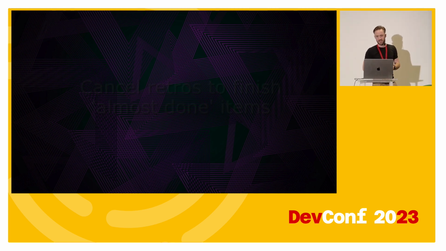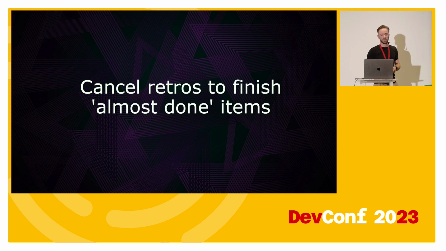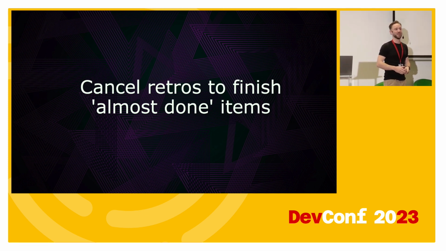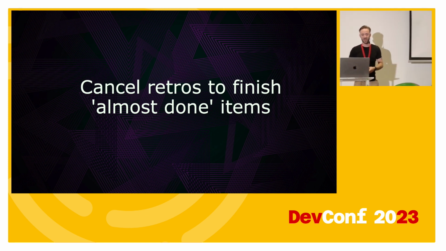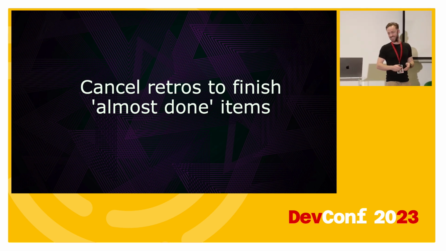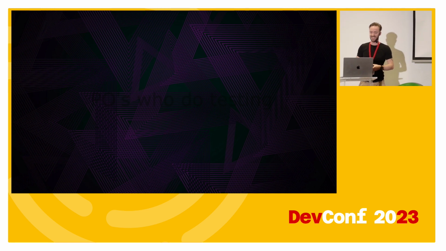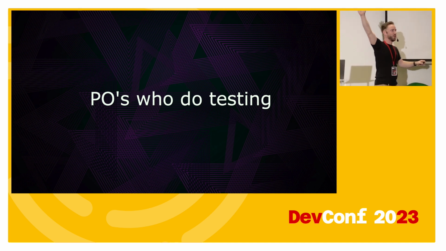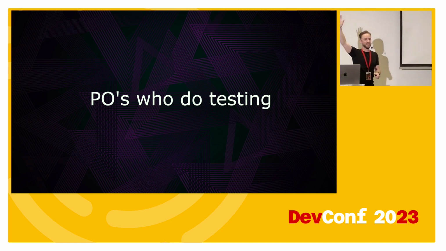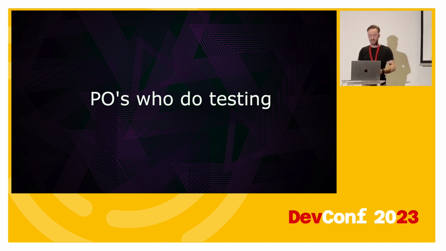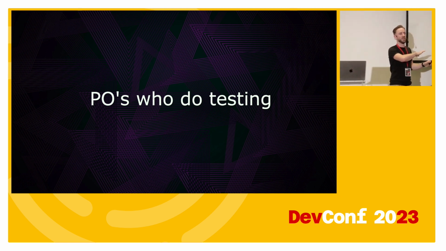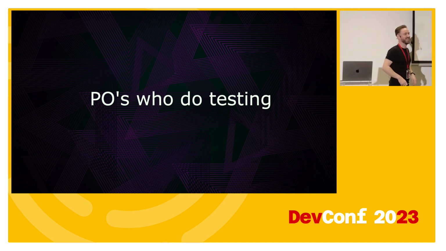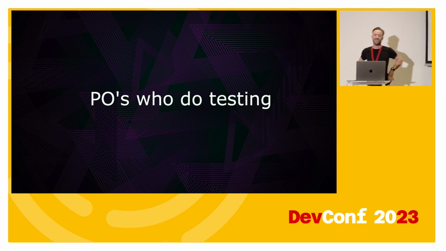All right, two more. Who of you has cancelled retrospectives to finish the almost done work? Yeah, that's just messing with your reports, really. That's cheating, cutting corners. But I have to admit, I've done it myself as well. And the last one, oh, this is my favorite one. Product owners who do testing. You worked in a team where your product owner tests everything? Yeah, okay, cool. Is there anyone who didn't raise their hand during one of these questions? Okay, you may leave. That's a joke. Okay, cool.